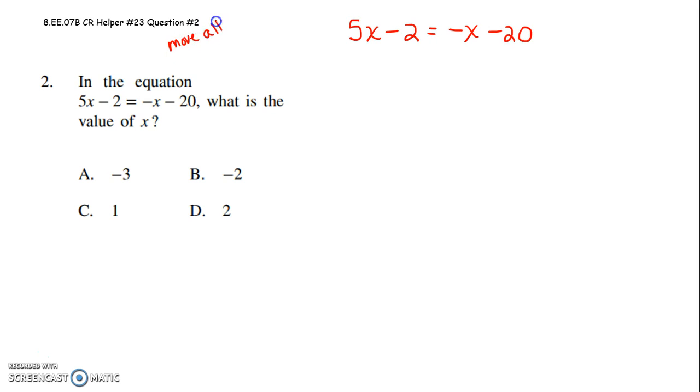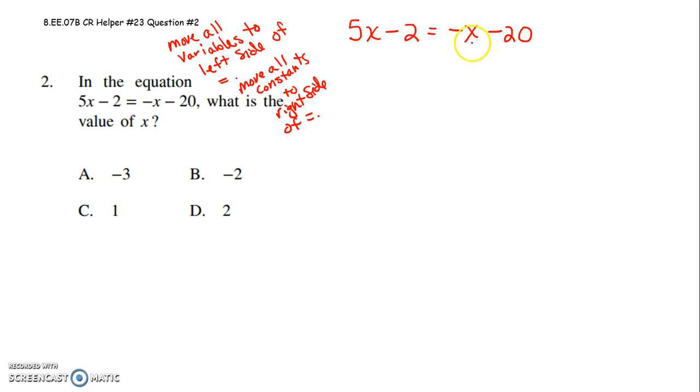Move all variables to left side of equal sign. And move all constants to right side of equal sign. You have to just move all your x's to one side, all of your constants to the opposite side of that equal sign. So I'm going to move this minus x.